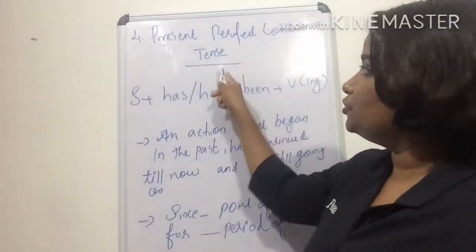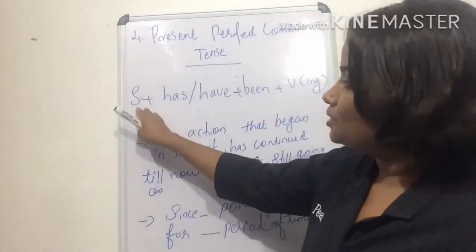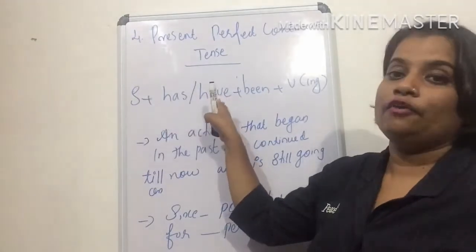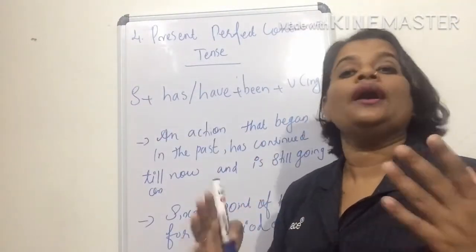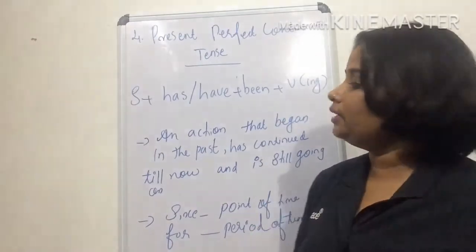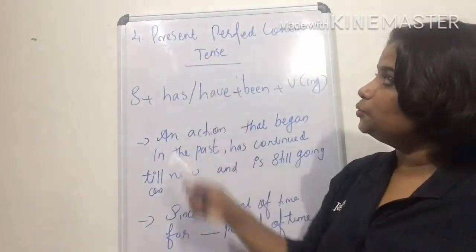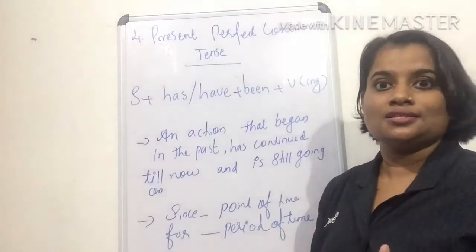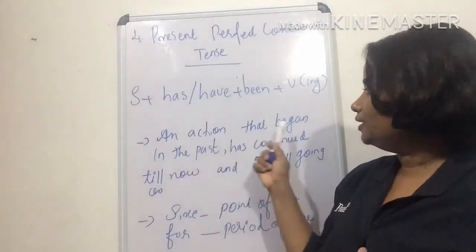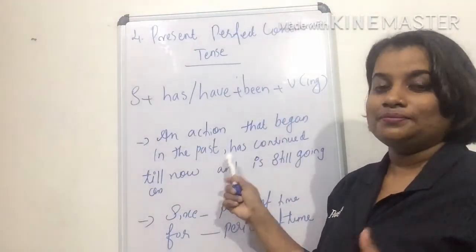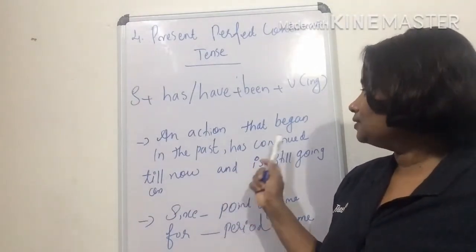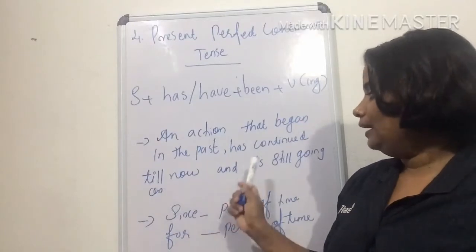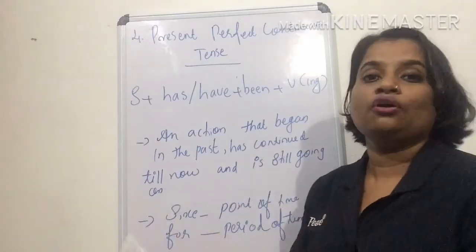Present perfect continuous tense: subject plus has or have plus been plus the verb ing form. So what is the use of present perfect continuous tense? Let us see. An action that began in the past, has continued till now and is still going on.